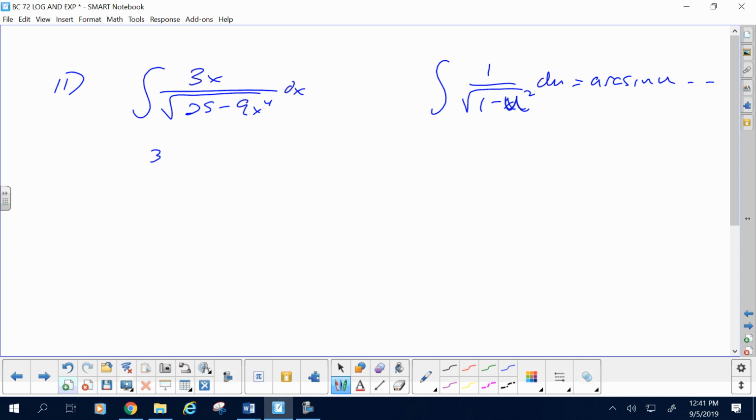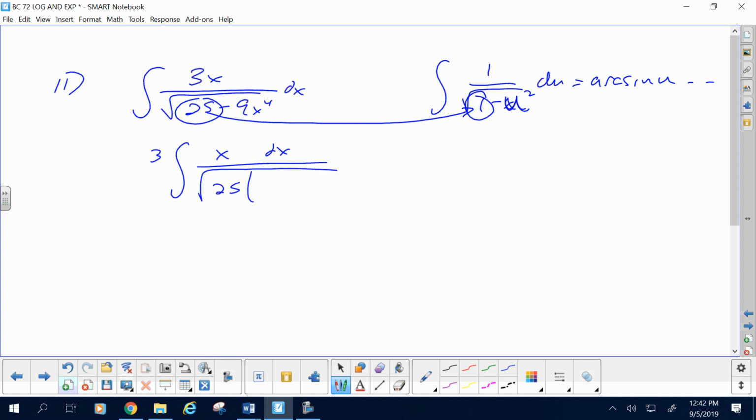I can put that up front. And the next issue is the 25. You want to make that a 1 and do it by factoring. So I factor out a 25, leaving me with 1 minus 9/25 x to the 4th. And if I then further square root that 25 and pull it all the way up front, I get this kind of thing. Are you with me on what I did?